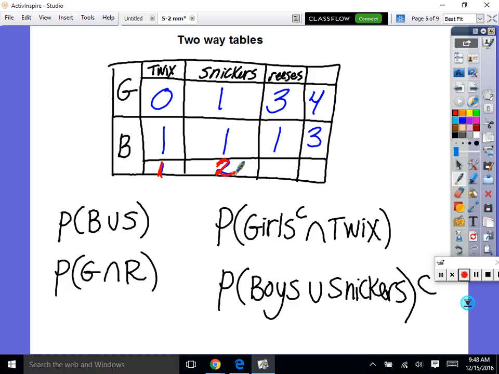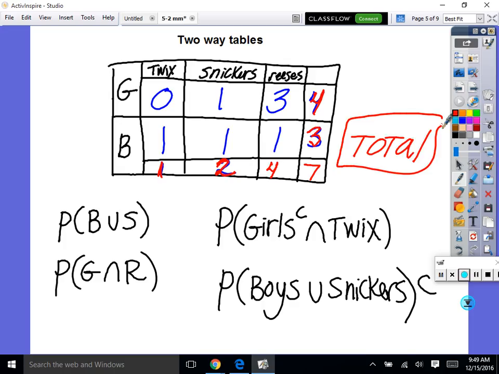Does that make sense? But anyways, how many people chose Reese's total? 4. And then how many girls total? 4. Boys total? 3. And then the grand total in the class would be this bottom corner. There's 1, 2, 3, 4, 5, 6, 7. 7. Okay, perfect. So I always just like to go off to the side and say there's a total of 7. Sometimes if this part confuses you, just count 1, 2, 3, 4, 5, 6, 7. Does that make sense? A lot of times I think people get confused by this.